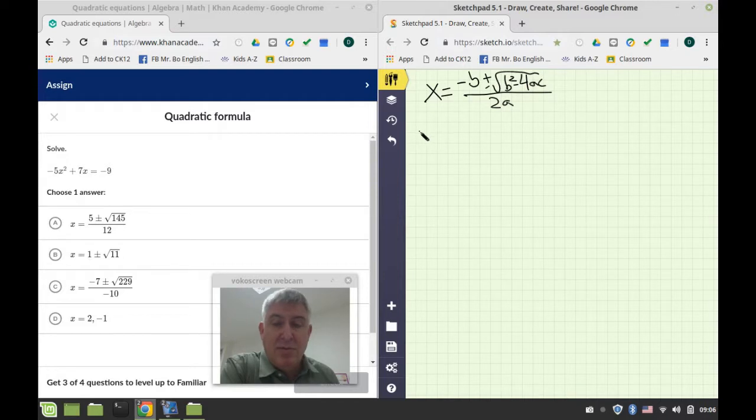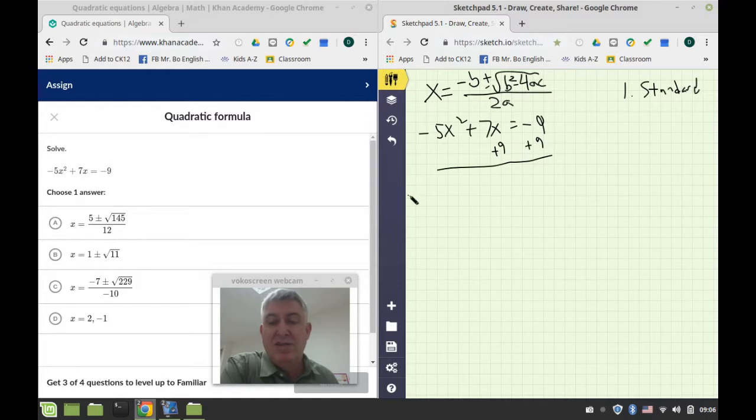So we've got our formula, and our equation is negative 5x squared plus 7x equals negative 9. We have 3 steps, and our first step is to put it in standard form. This is not in standard form, so I'm going to put it in standard form by adding 9 to each side. Then I've got negative 5x squared plus 7x plus 9 equals 0. There we got x squared, x, and x to the 0 power. So that's in our standard form.